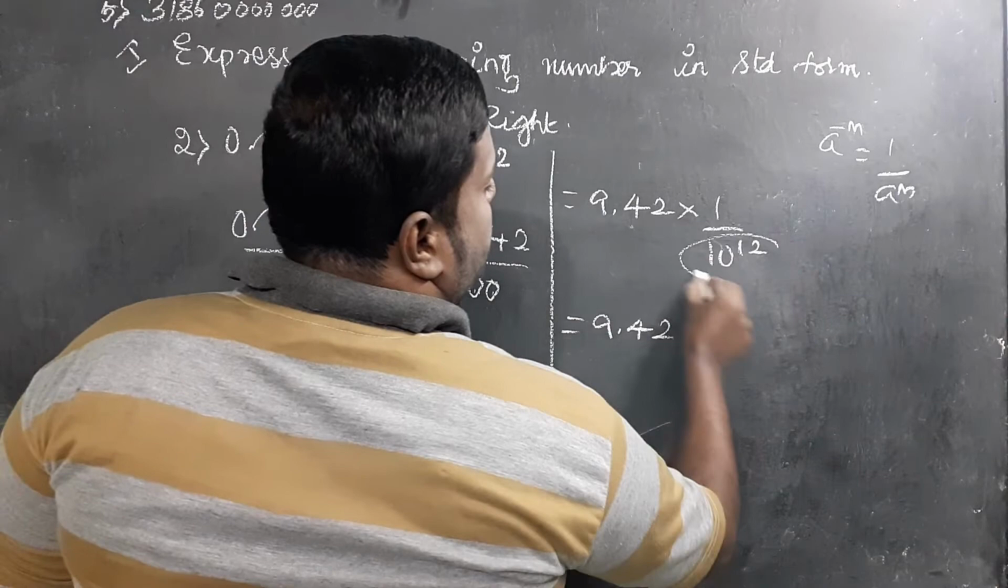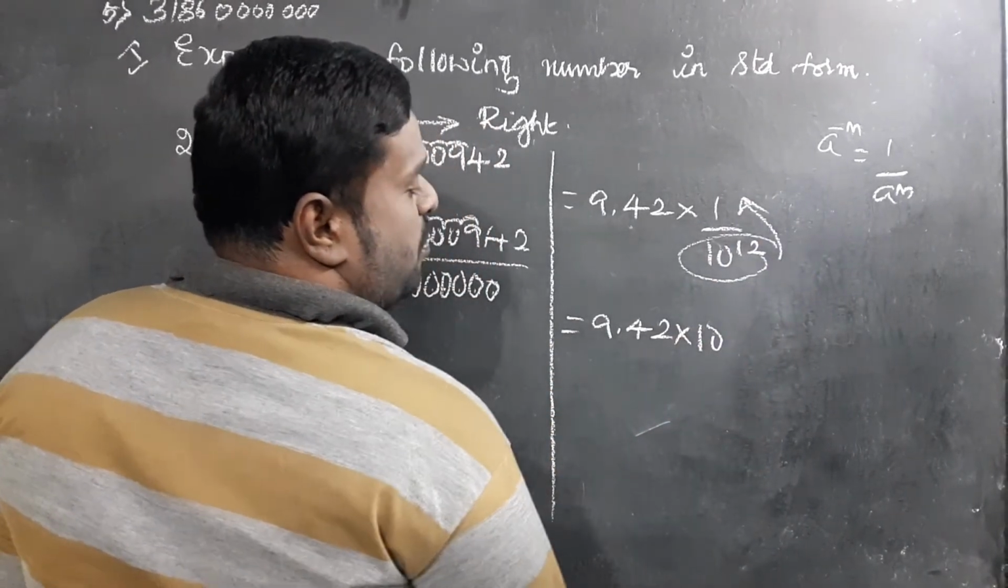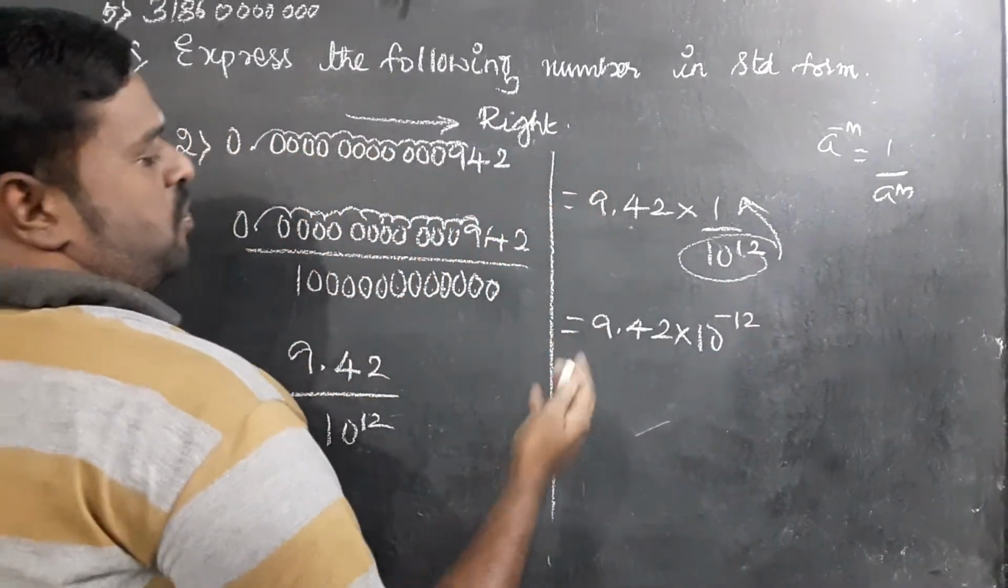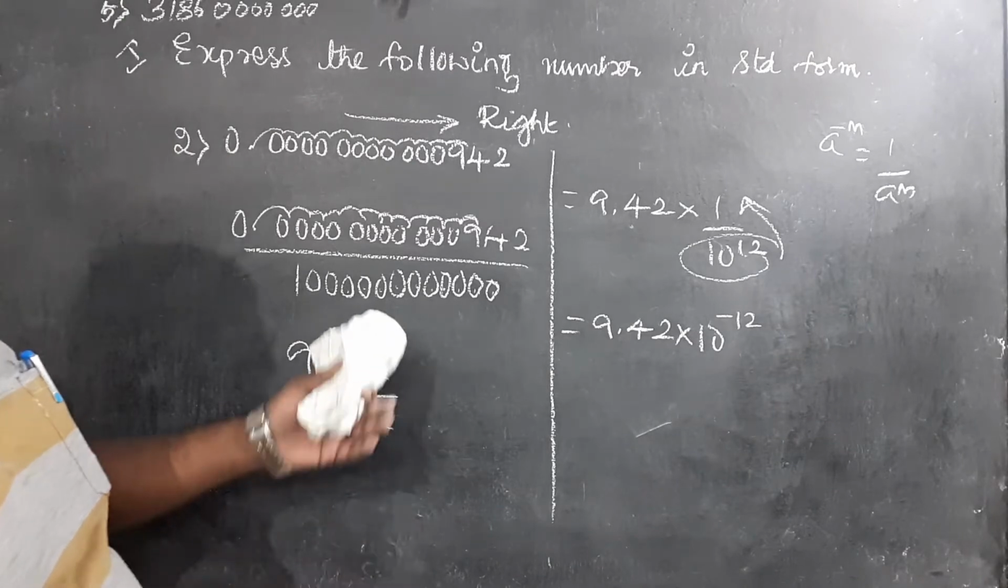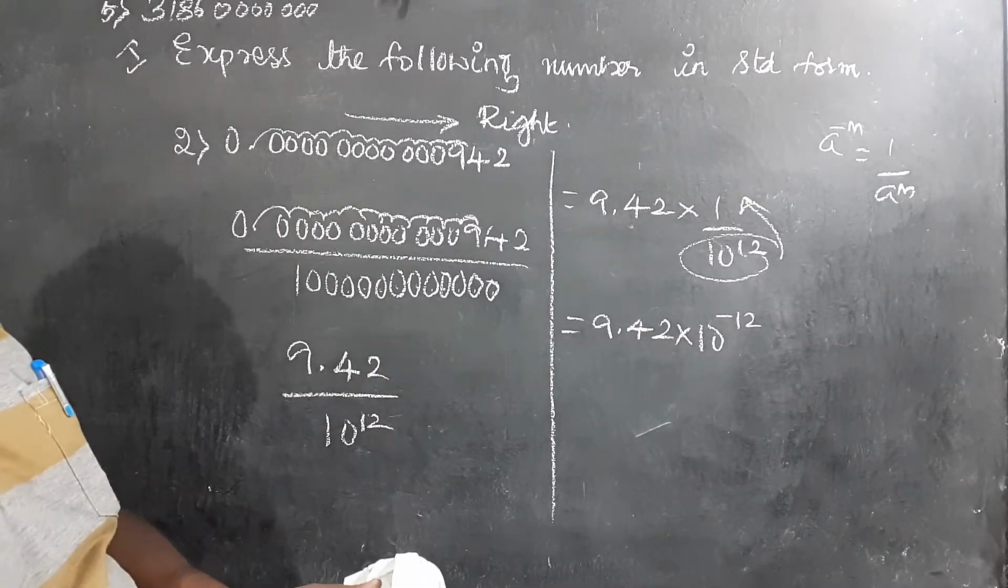If that is the case, what happens? 9.42. When I take this one from denominator to numerator, the base number is same, whereas the power changes its sign, minus 12. So answer should be 9.42 into 10 to the power of minus 12. This one should be the answer. Don't you feel this is easy? Say first to doing direct, it will be easy, don't worry.